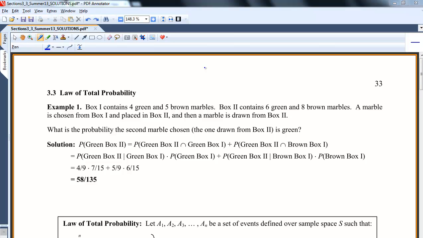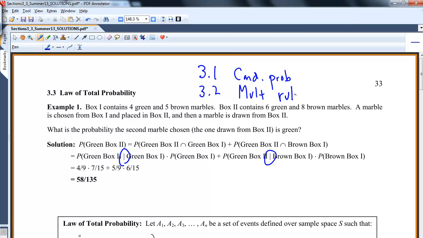Hi, we are in 3.3, which uses sections 3.1, that makes sense, and 3.2. In 3.1, we did conditional probability, and you can see below in this first example the conditioning here. So I need what we did in 3.1, but I also need what we did in 3.2, which was the multiplication rule. And again, in 3.3, the law of total probability, you naturally do this.